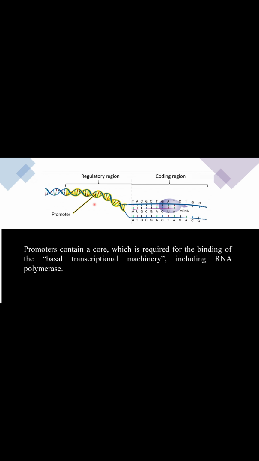RNA polymerase will bind to this promoter region, which also acts as a regulatory region. When the transcription is required, it will bind to this promoter region, and when the transcription is not required, this regulatory region will turn off. So these are the promoter sequences. What are the sequences which will be recognized by the RNA polymerases for transcription?